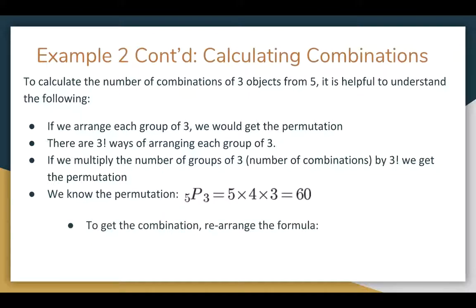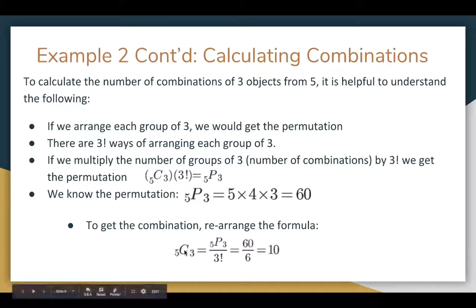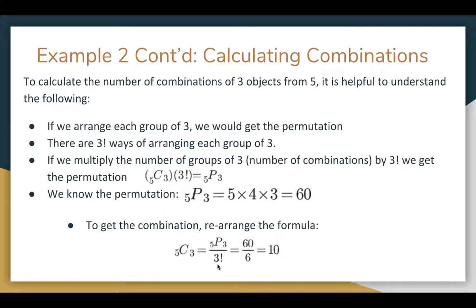To get the combination, we can take this formula and say 5 choose 3 times 3 factorial equals 5p3. So 5c3 is 5p3, which is 60, divided by 3 factorial. And that's the formula for a combination. You've got to understand this link of the 6 times bigger. If you know that there are fewer combinations than permutations, you can make that link between them, 6 times bigger.